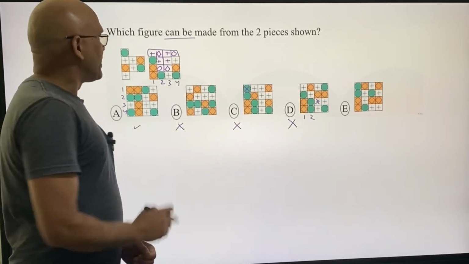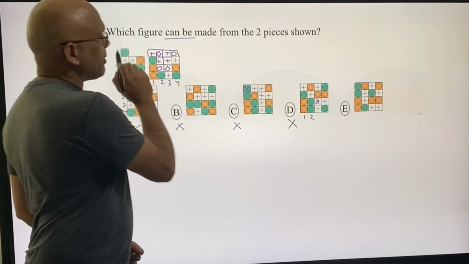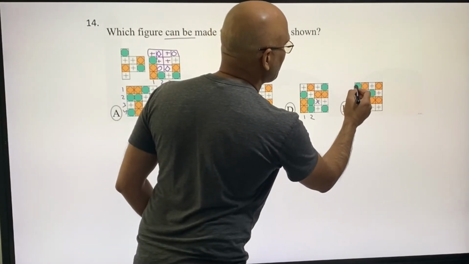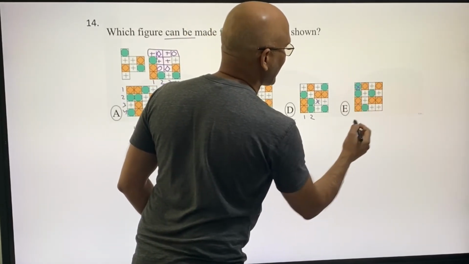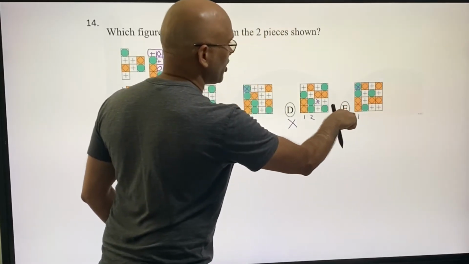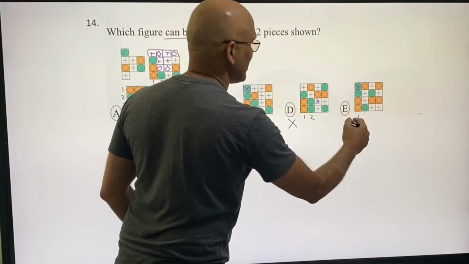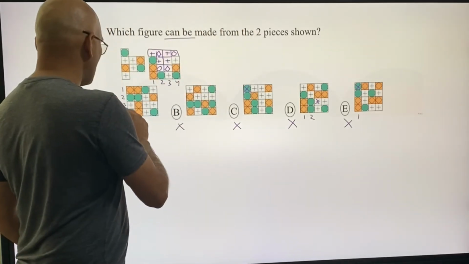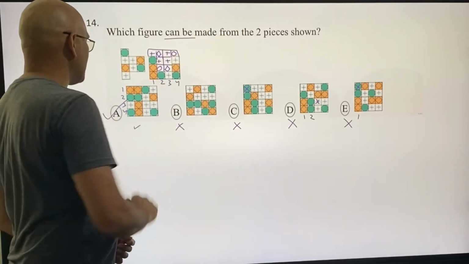Check the last one. So diamond, diamond, circle, plus. So this is not matching. Again, I have to start here because the diamond, diamond has to be on the edge. I cannot start from here. So again, E is not matching. So only A is the correct choice.